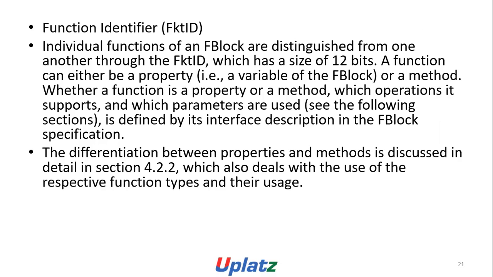Functional identifier, FktID. Individual functions of an FBlock are distinguished from one another through the FktID, which has a size of 12 bits. A function can either be a property, that is a variable of an FBlock, or a method. Whether a function is a property or a method, which operations it supports, and which parameters are used is defined by its interface description in the FBlock specification. The differentiation between properties and methods is discussed in detail in section 4.2.2, which also deals with the use of the respective function types.